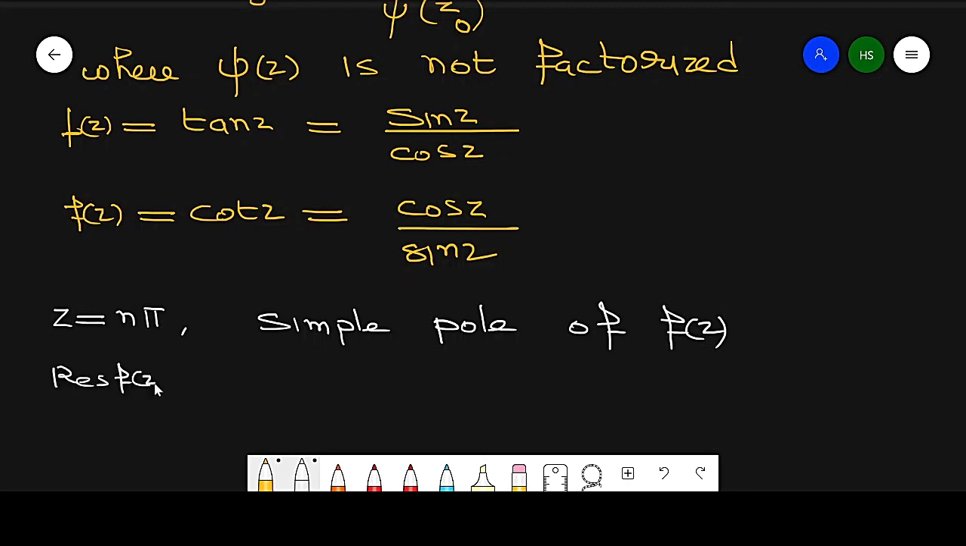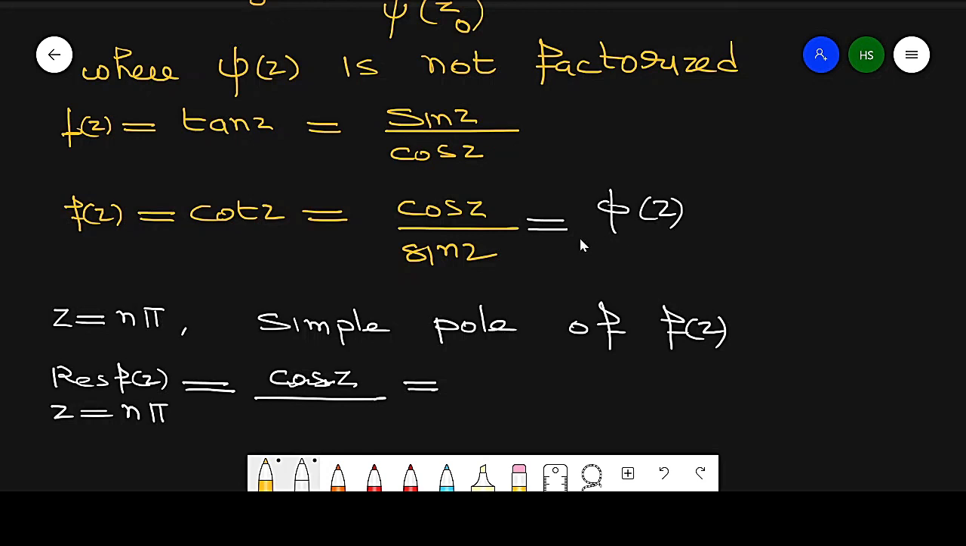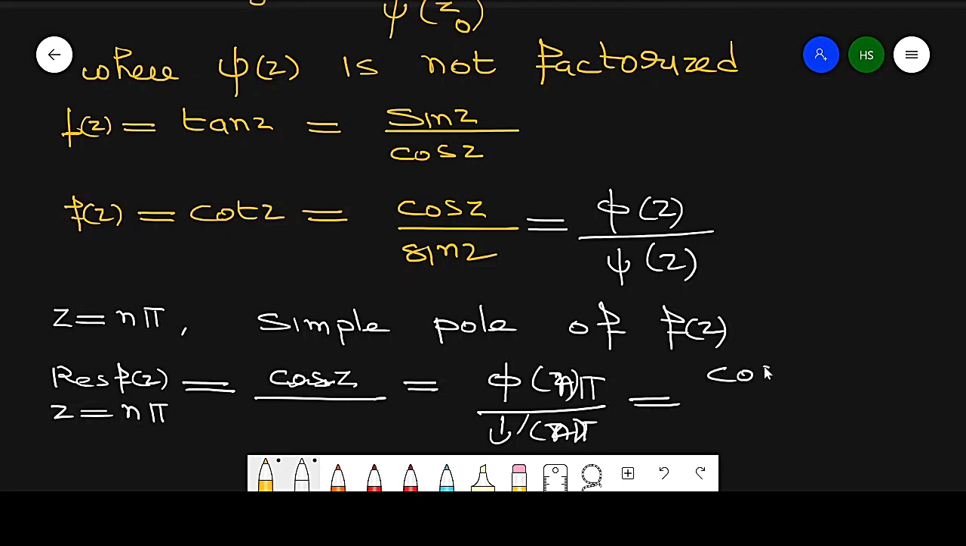Now how will we find the residue? The residue of f(z) at the point n pi: the cos of z will remain as it is, cos of z, and below it sin of z. So we will take the derivative of this. The derivative comes to minus cos of z. Then we will substitute the value of z, which is n pi. If this is treated as phi z and this is treated as psi z, its value will be phi z over psi dash z, and z is n pi. So this value will be cos n pi over minus cos n pi, which is equal to minus 1, right?